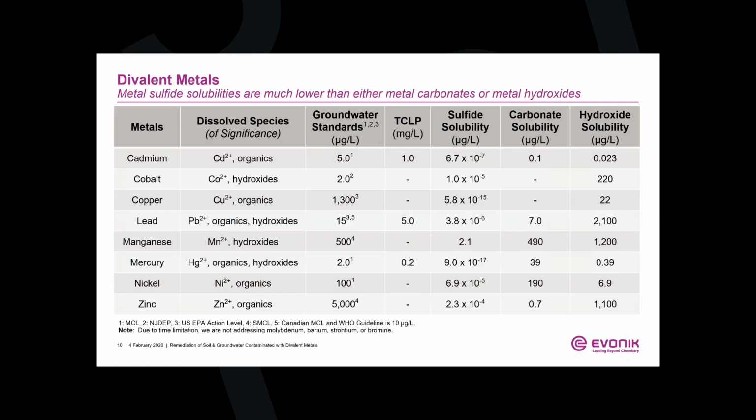So this kind of reinforces what I said on the previous slide using lead as an example. In all cases, the lowest solubility precipitate for these divalent metals is the sulfide. So it's the best way to go if you can do so. Carbonate and hydroxide have higher solubilities, and depending on the metal, one or the other might be the least applicable way based on their solubilities relative to MCLs or other standards.